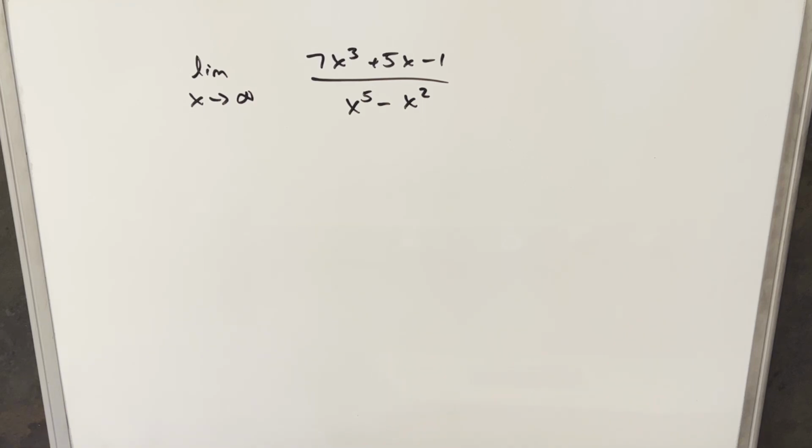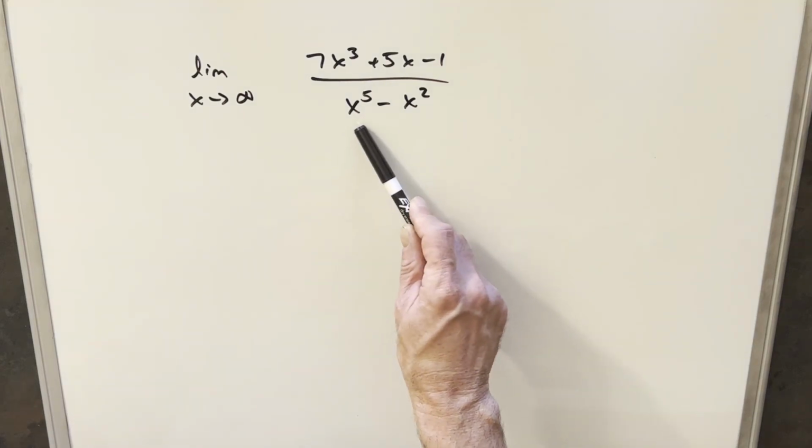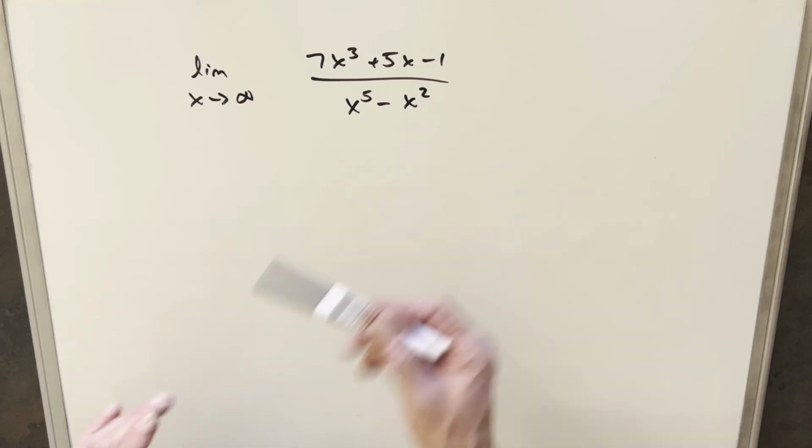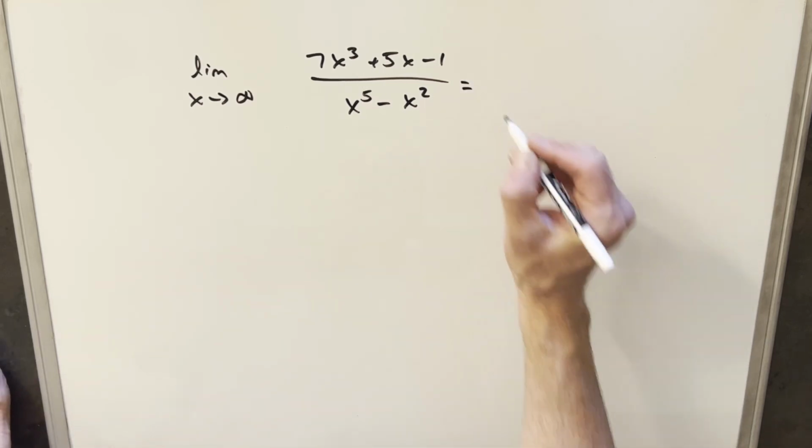Okay, continuing on with a few more limit examples today, we have the limit as x approaches infinity of 7x cubed plus 5x minus 1 over x to the fifth minus x squared. And like I've mentioned previously, we could just focus on the highest degree terms and ignore everything else, but I am going to factor it just to do it carefully.